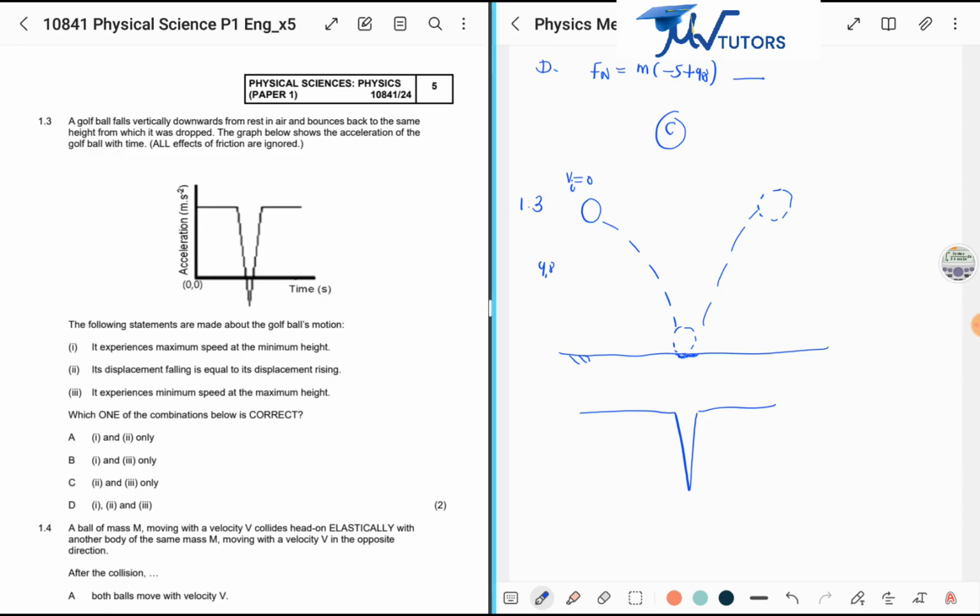Now, the following statements are made about the golf ball's motion. It experiences maximum speed at minimum height. Yes, remember, it started off at 0, right? But by the time it reaches the ground, it's at its maximum velocity. And then by the time it gets back up again, we're back to 0 because it's the same height. So 1 is correct.